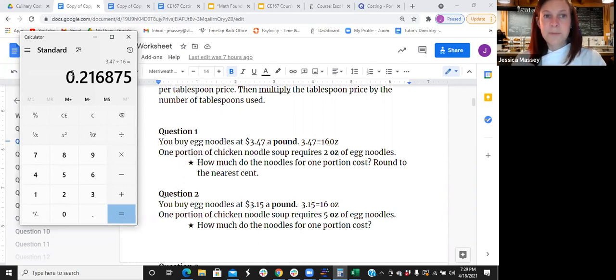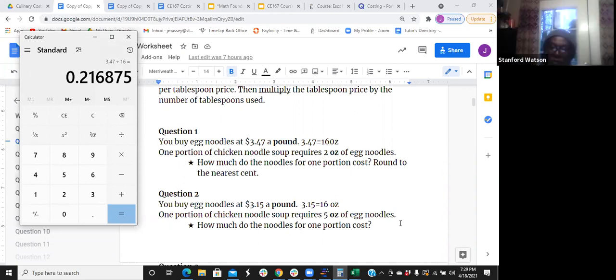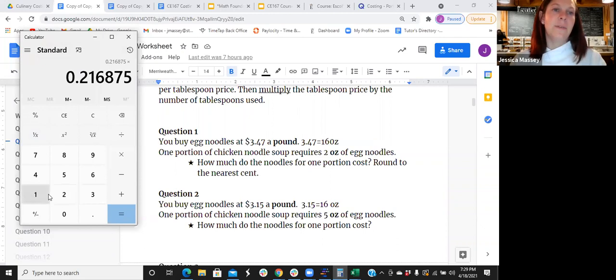Once you get your price per ounce, what do we do? Multiply by 2. Yeah, that's exactly right. Because we have 2 ounces and we're looking for our 2-ounce portion. And this is when you'd round. So the answer would be 43 cents. Is that what everyone else came up with?